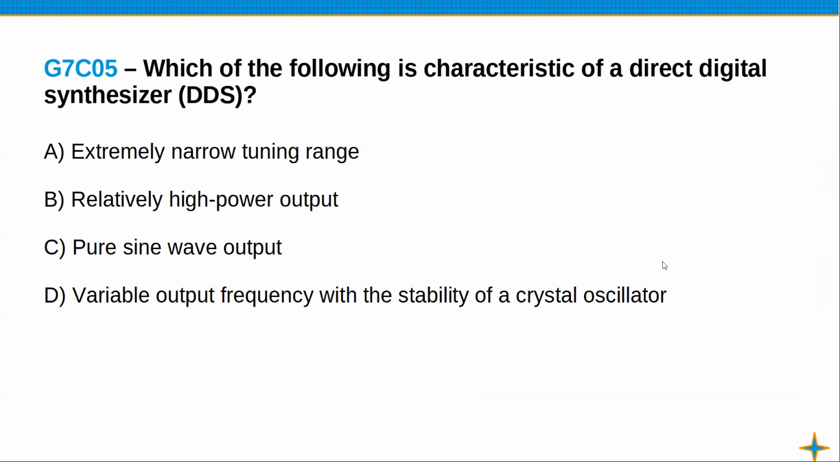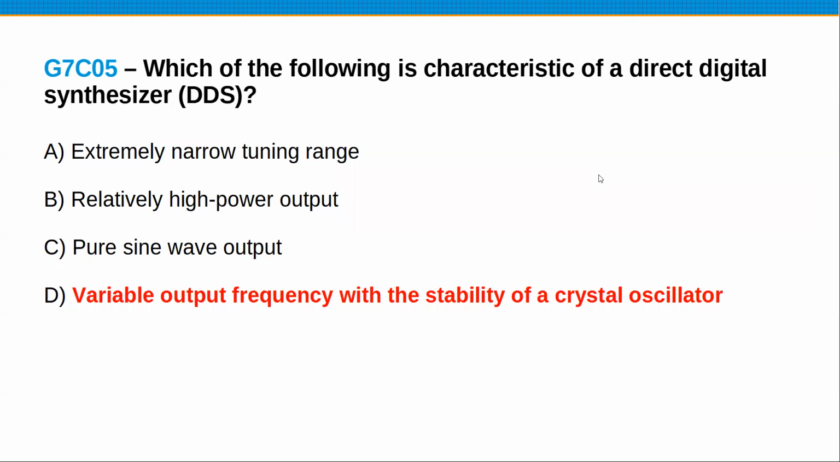So which of the following is characteristic of a direct digital synthesizer? VFO with, it looks like, a crystal oscillator.